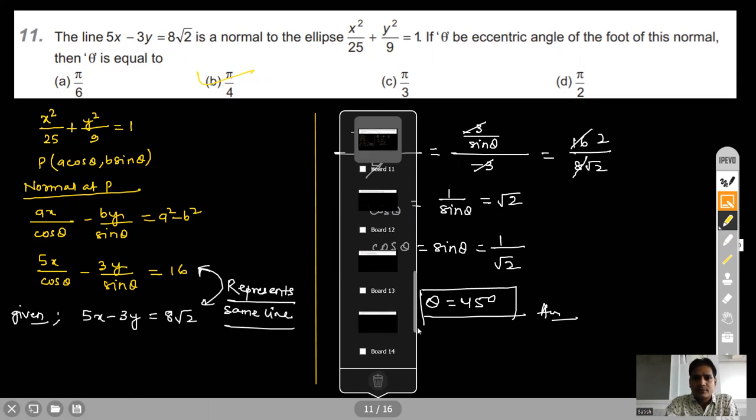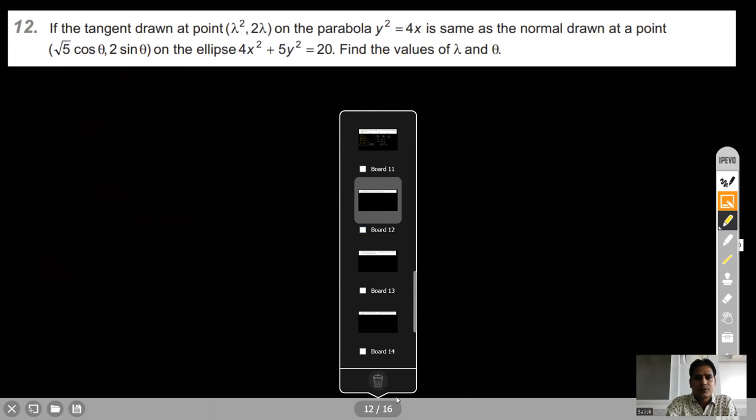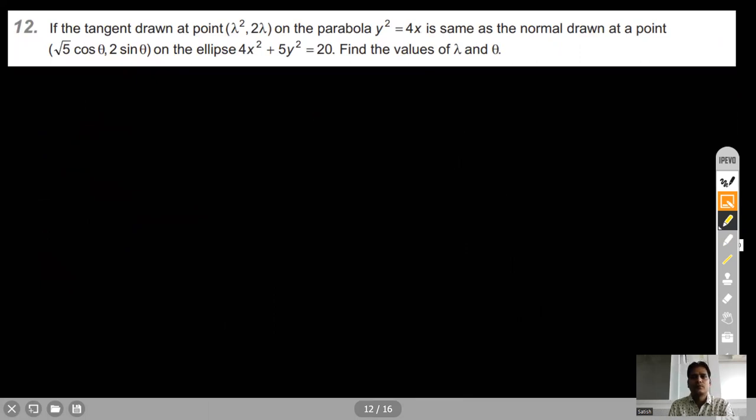Now, this is question number 11. I think 3-4 questions more are left in this exercise. Okay, anyhow. If the tangent drawn at point lambda square comma 2 lambda on the parabola y square is equal to 4x, the question has introduced some concept of parabola also. The tangent to the parabola is behaving as the normal to the ellipse. So we will write the equation of tangent for the parabola, and we will make that tangent the normal to the given ellipse. And then I think we will have some clues for finding this value lambda.